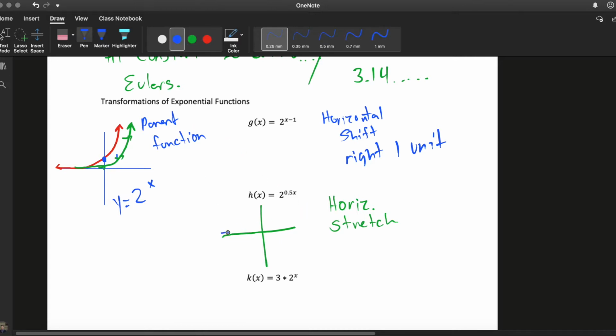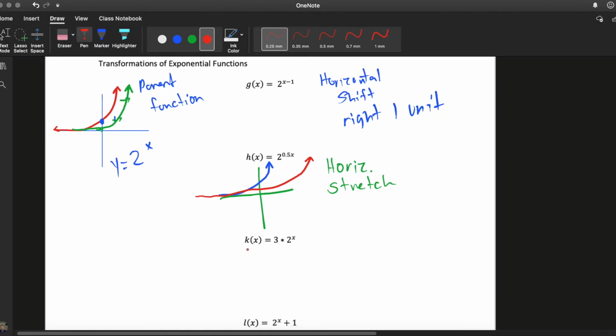So if my original one looked like this, then my new equation is going to stretch out more horizontally. It's going to go up slower. It's going to look like that. Kind of, sort of. Sorry about this terrible drawing.